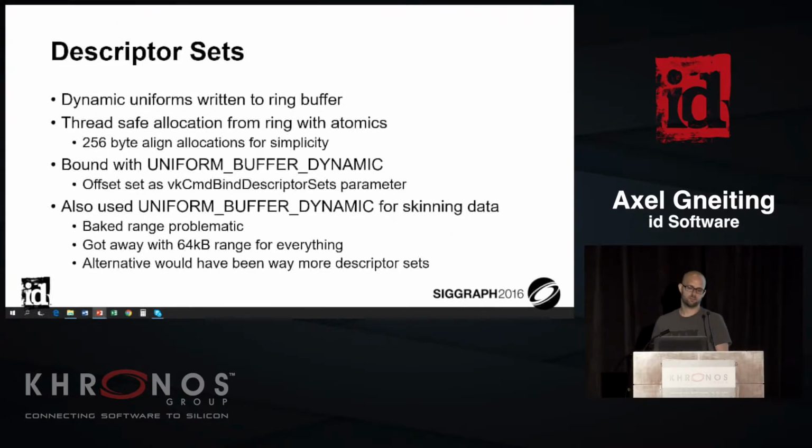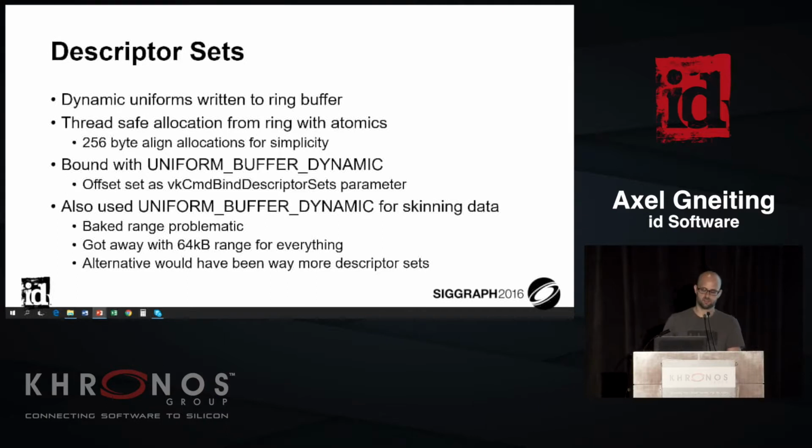For dynamic uniforms, we use a ring buffer like we do on the consoles. And we do thread safe allocation with atomics. You just need to make sure on Vulkan that you actually 256 byte align everything, because NVIDIA actually requires this, otherwise you get garbage. And this is also the maximum that the spec allows as an alignment. So if you just hard code it to 256 byte, you're gonna be fine forever. So those then get bound with uniform buffer dynamic descriptor, which allows you to specify the offset in the vkCmdBindDescriptorSets parameters.